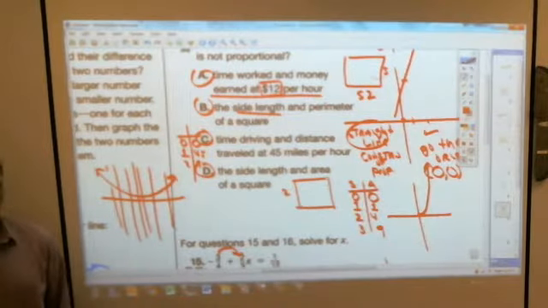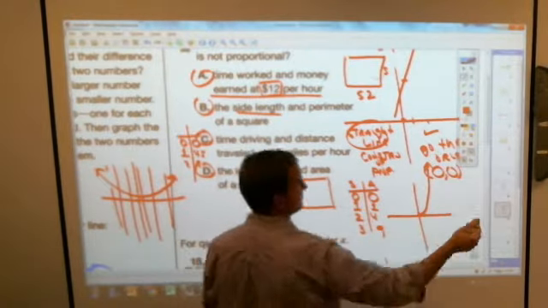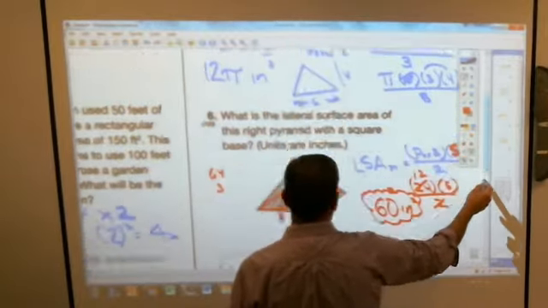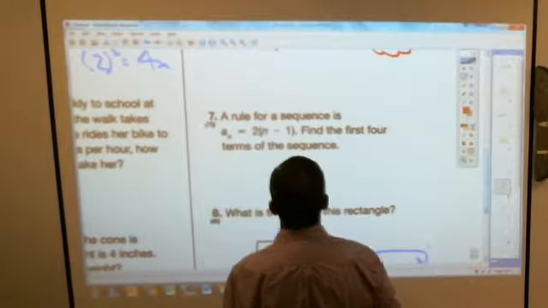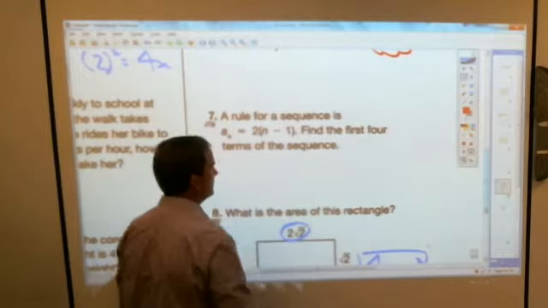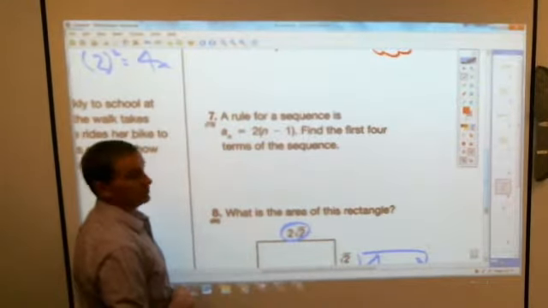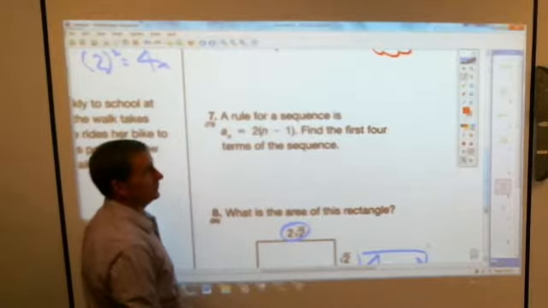What else is this? Yes, Carter. How do you get 7? How did I get it? I don't know. Nor do I even know where it's at. A rule for the sequence is a sub n, find the first terms of the sequence. Here's what I would do, ladies and gentlemen, if you were confused on number 7.